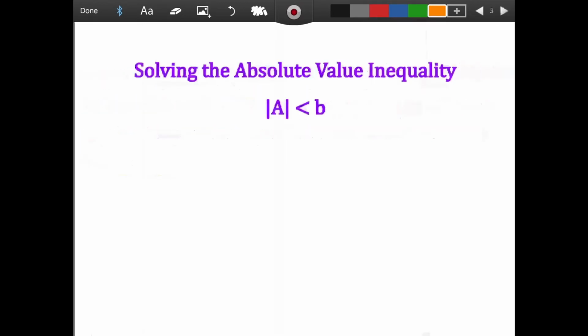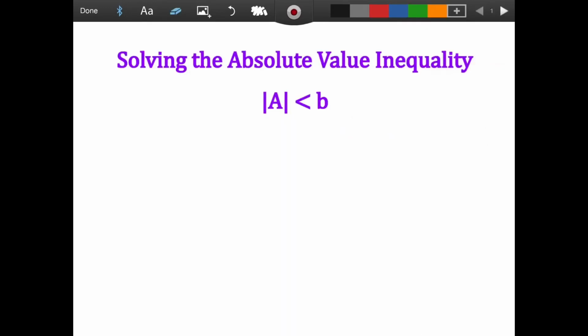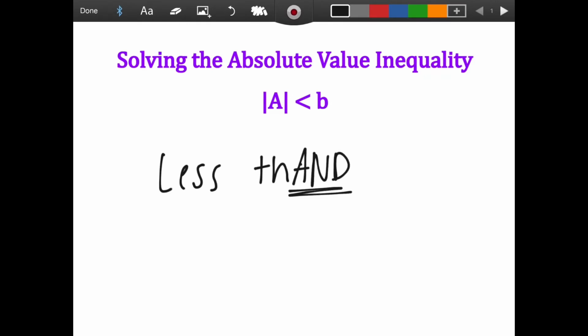So let's start by looking at examples for solving the absolute value inequality for the absolute value of A is less than B. And remember from last lesson, we have two types of compound inequalities. There's "and" and there's "or." Less than we can think about as an "and" compound inequality. That means our shading is going to be in between our two solutions, or going towards each other.